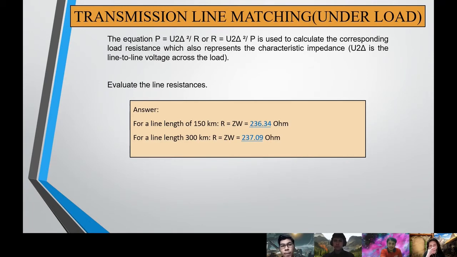So the equation for power is P equals U2 delta squared over R, or R equals U2 delta squared over P. It is used to calculate the corresponding load resistance, which also represents the characteristic impedance. U2 delta is the line to line voltage across the load. So based on the calculation that we get, for a line length of 150 km, impedance ZW equals 236.34 ohm. Then for the line length 300 km, R is equal to 237.09 ohm.